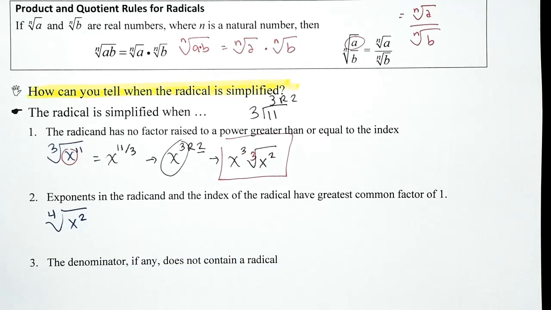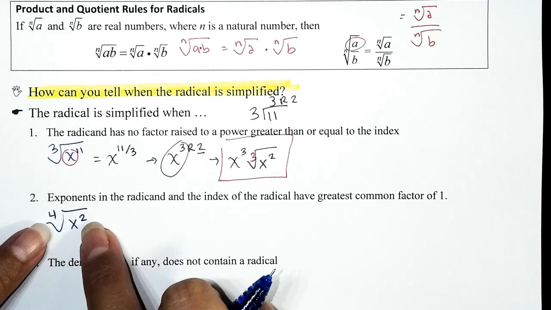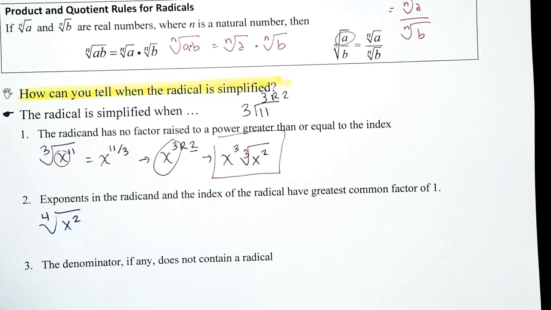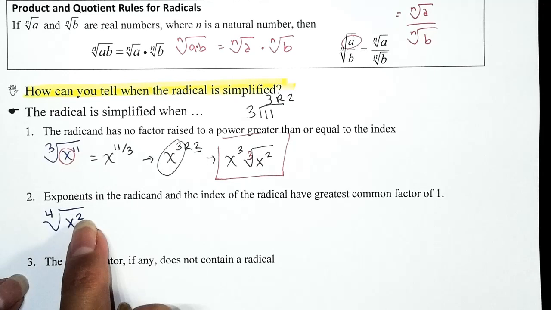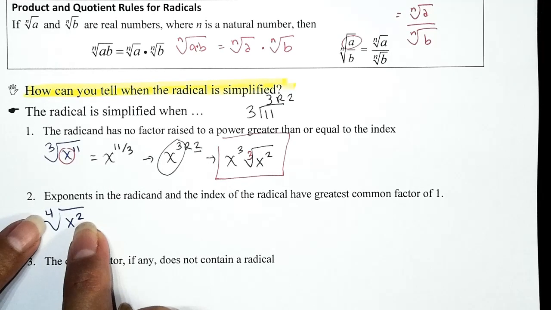So I want to ask myself, is this simplified? I got an exponent. I got to make sure it's less than the index. At first glance, I'm like, yeah, this radical is simplified because 2 is less than the index. So we cannot simplify in the sense that we can take some x's out. But in this case, the radical is actually not simplified. Why? Because the exponent and the index have a common factor other than 1. So we need to tone this down.